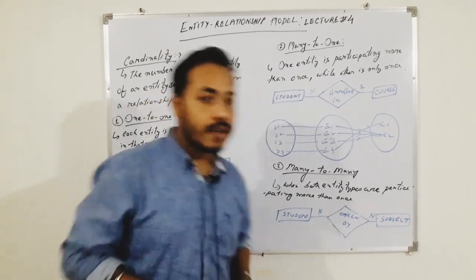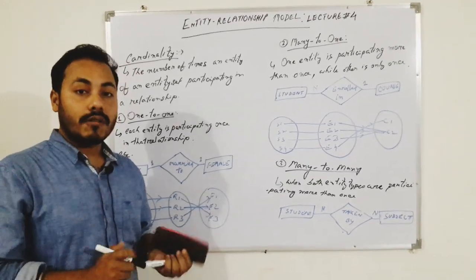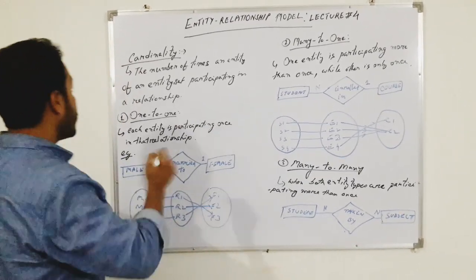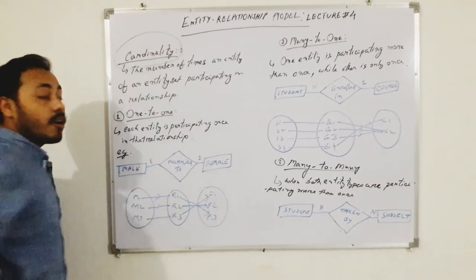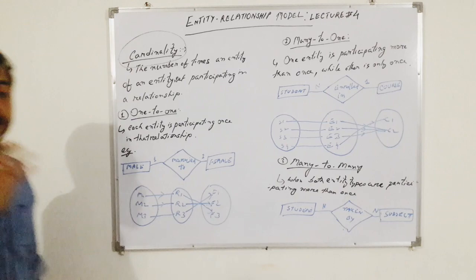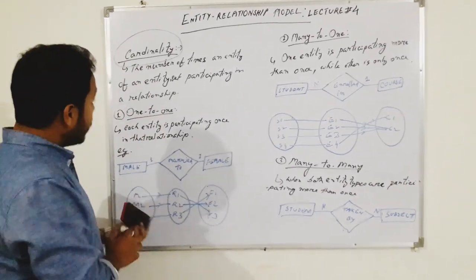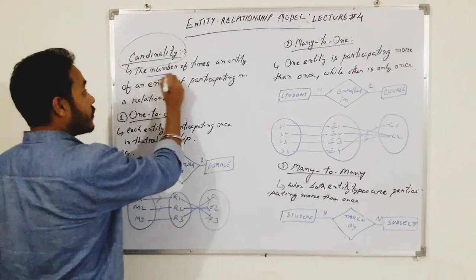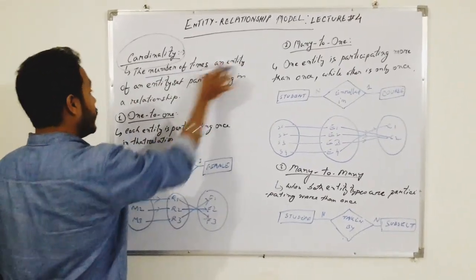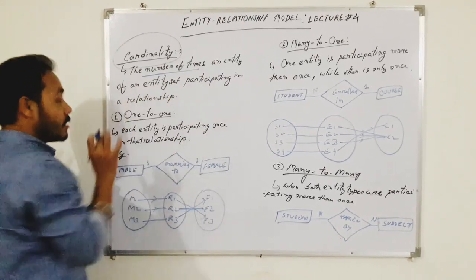Well, let's start today's class. This class is very important because here we are going to talk about cardinality. Today our main focus is on the topic of cardinality. So what is cardinality? Cardinality can be defined as the number of times an entity of an entity set participates in a relationship.